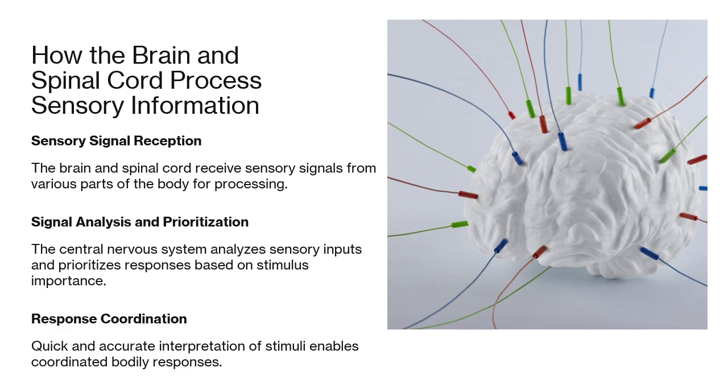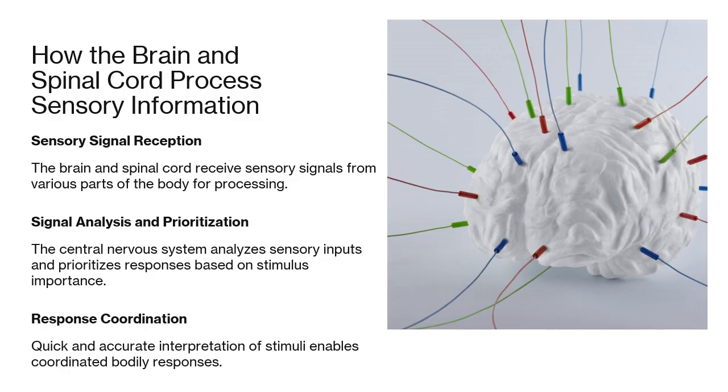The central nervous system receives sensory signals. It analyzes them. It prioritizes the response. Some things are more important than others in the situation. If a bear walks into the room, digesting your food might not be really important. Getting away from the bear, that might be a little more important. So this process enables us to make quick, accurate interpretations of stimuli.